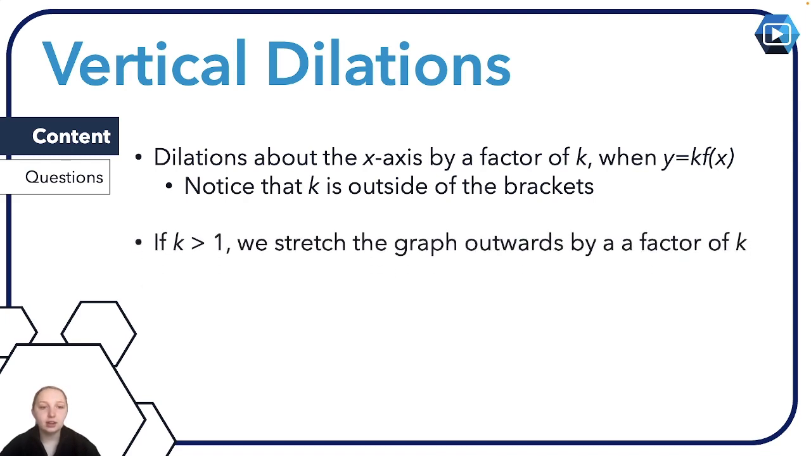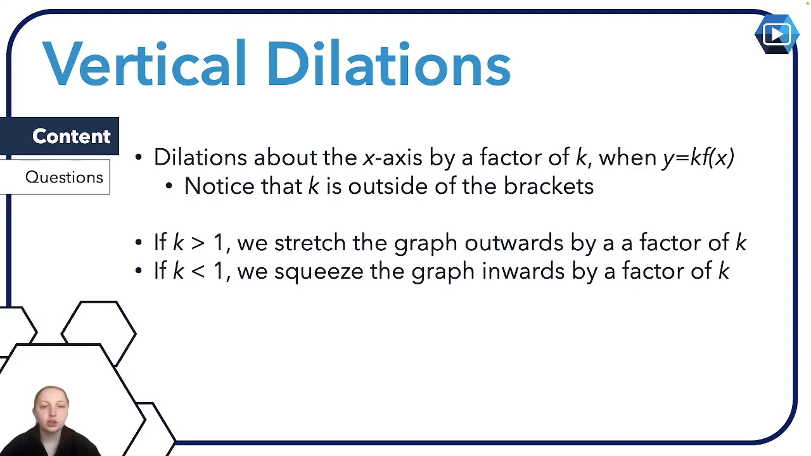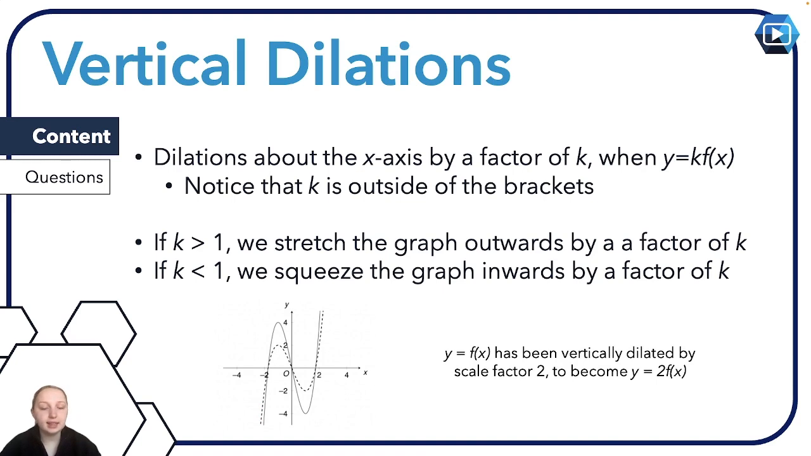If you've got k greater than 1, you're going to be stretching the graph outwards by a factor of k. On the contrary, if you've got k less than 1, you're going to be squeezing the graph inwards by a factor of k. We'll have a look at this example here. Considering this dotted line as the original graph of f(x), and this solid line as our graph of y equals kf(x), we can see that we have vertically dilated by a scale factor of 2, stretching our graph outwards to become y equals 2f(x). This is an example of a vertical dilation.